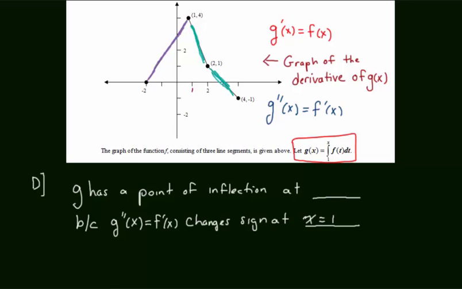So g has a point of inflection at x equals 1 and only at x equals 1 because g double prime, which equals f prime, changes sign at x equals 1. Just take a moment to mark that off. I'll say g double prime of x is greater than 0. Then as I come over to the teal, g double prime of x is less than 0, and over here g double prime of x is less than 0. So g double prime changes sign at x equals 1.